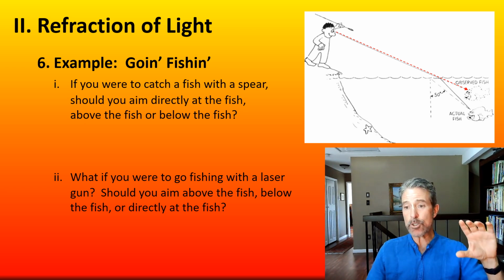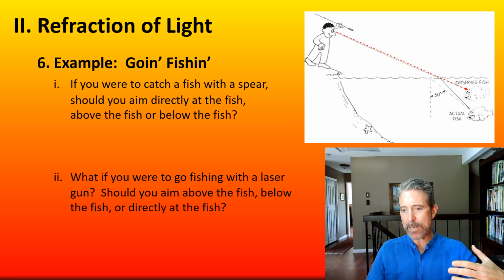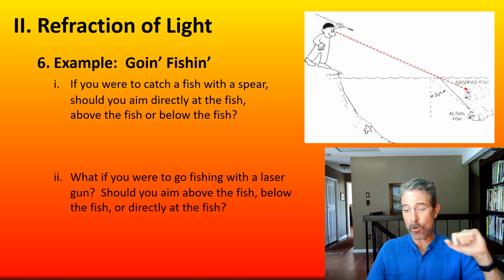So in that case, the laser light is going to refract or bend at the surface in exactly the same way as the light ray traveling from the fish is going to bend at the surface before entering your eye. So in this case, you should aim directly at the fish. There would be no correction needed when using a laser gun.